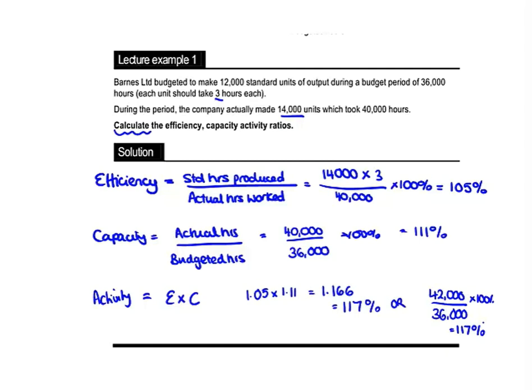So the production volume ratio, or the activity ratio, is 117% because we've done more output than was budgeted, with more standard hours produced than budgeted. So we've got additional capacity and also efficient working here.